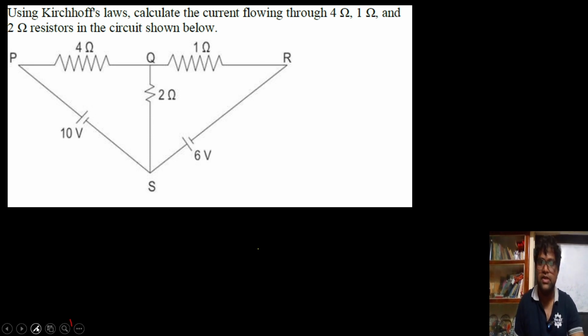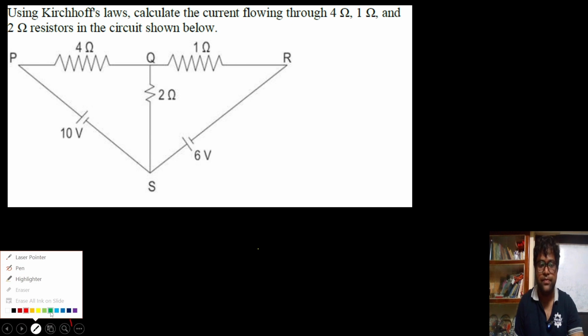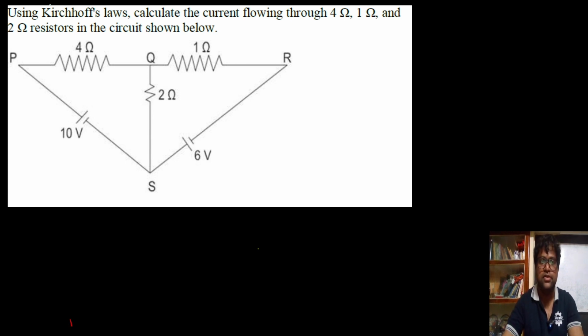Now you can see there are three resistors and you can read: using Kirchhoff's laws calculate the current flowing through 4 ohm, 1 ohm and 2 ohm resistor. You can see that there are three resistors in the circuit and also two cells are there, one 6 volt and another one is 10 volt.